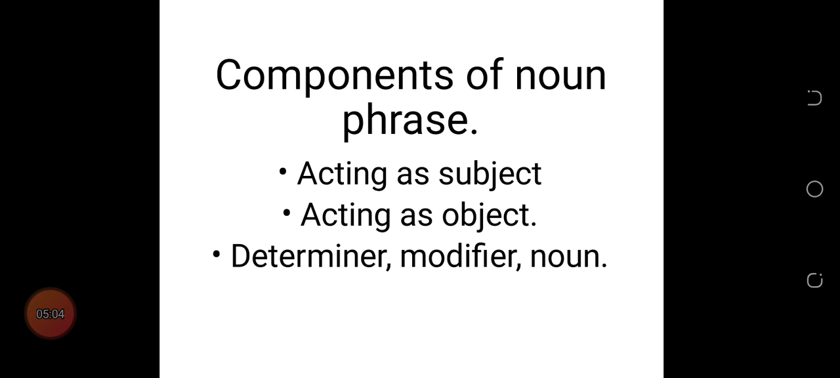So the components of a noun phrase: one, it acts as a subject; two, it acts as an object; then three, it has a determiner, a modifier, and a noun.